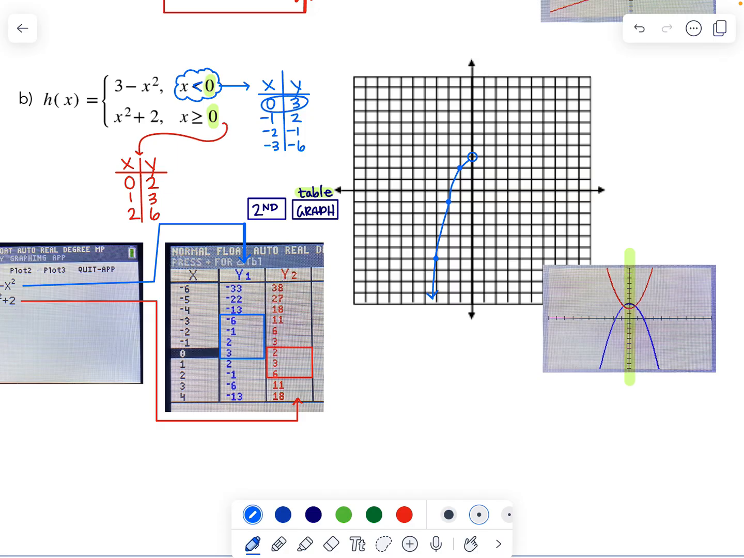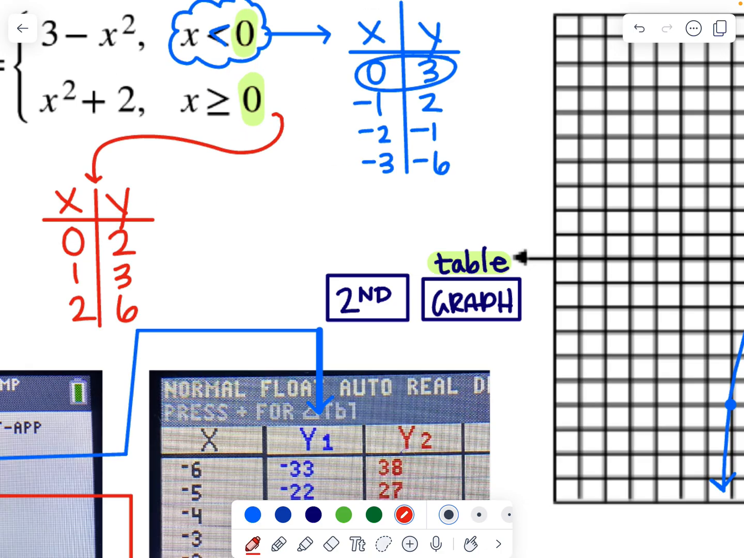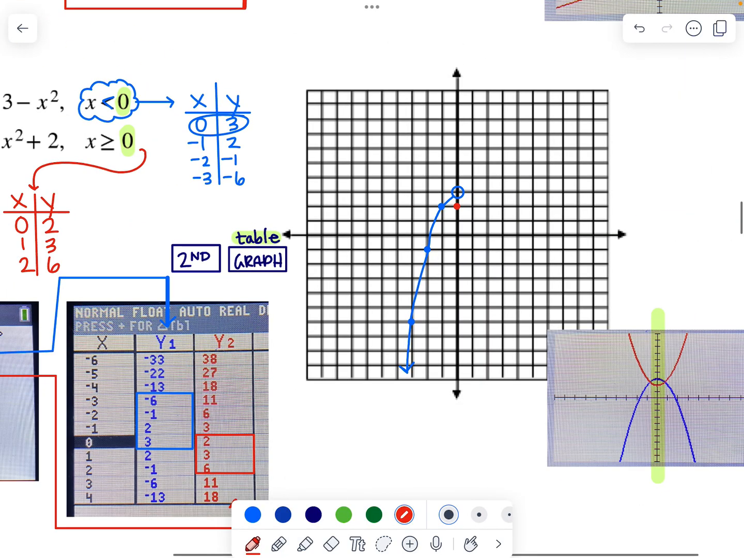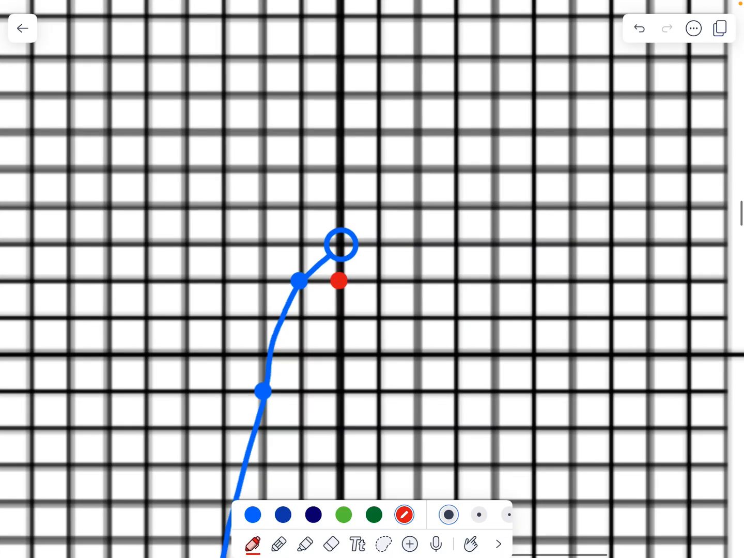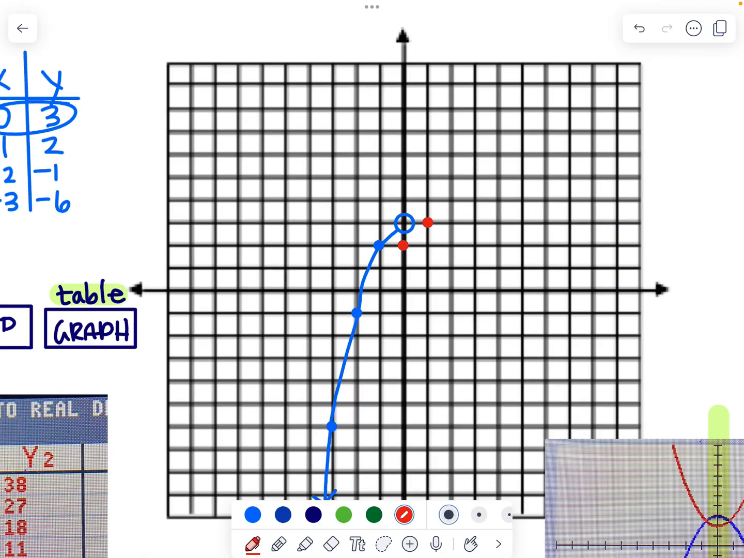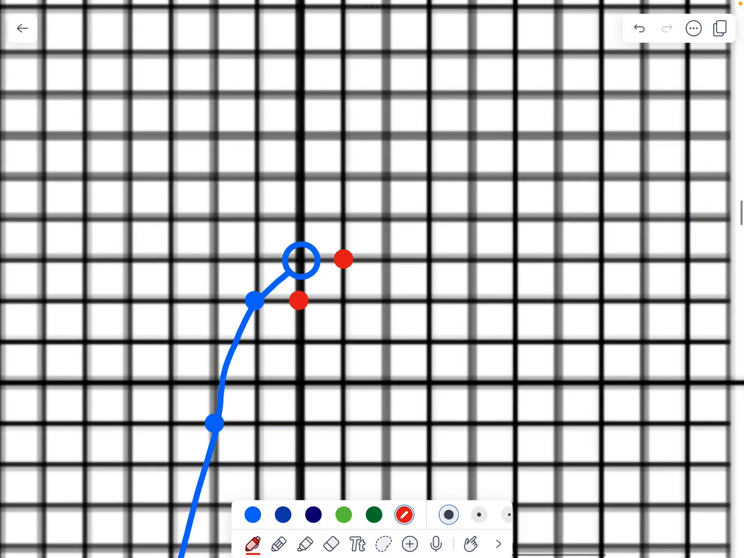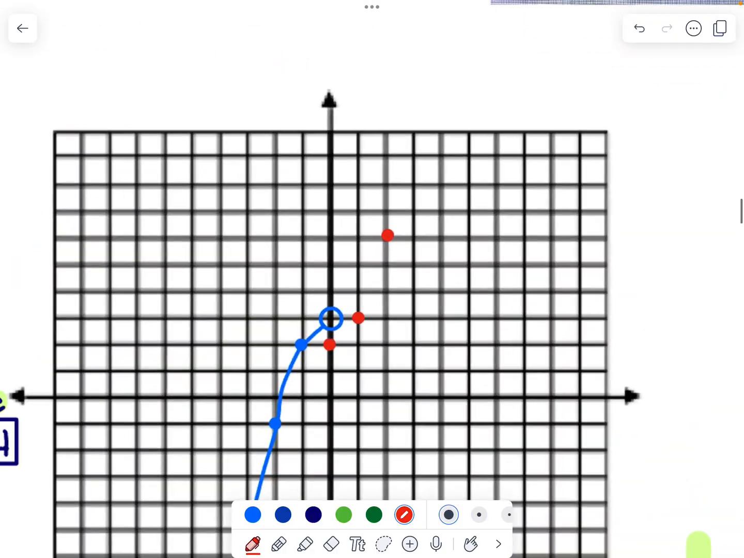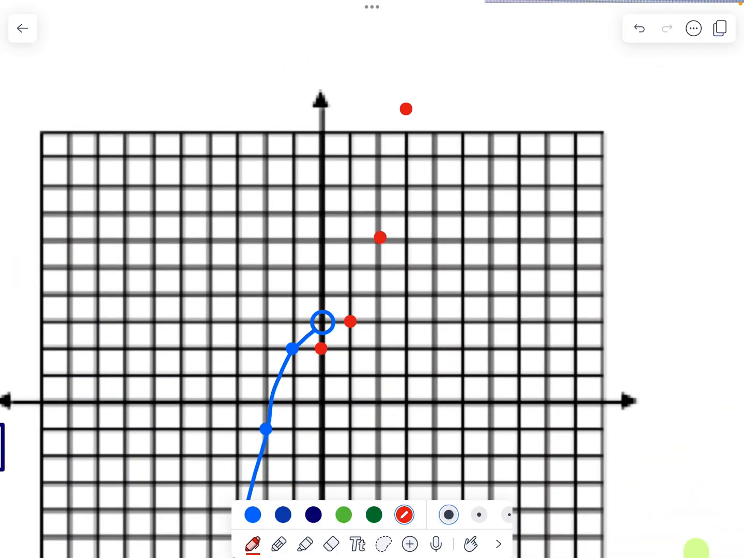All right, now I'm going to start my next graph with an enclosed dot because that's where the or equal to is at, and that's at 0, 2. Then I have a dot at 1, 3 and 2, 6. And that next one was at 3, 11. Was it 3, 11? Yes, we can guess where 11 would be, roughly in there. And then we're going to sketch that side of our graph.